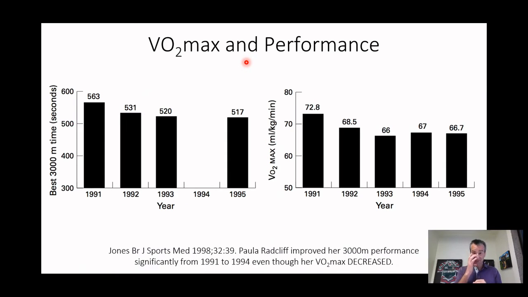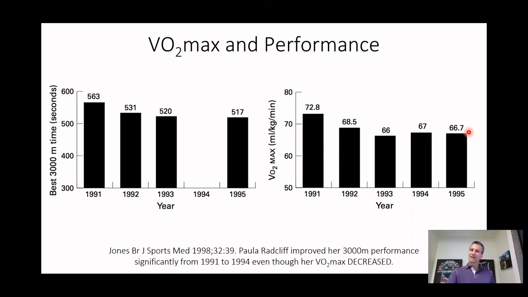In fact, if you look at this great study by Andy Jones, who got one of his friends when she was still an athlete, and this is Paula Radcliffe in this paper, basically what he did is he looked at her best 3,000 meter time between 1991 and 1995. She didn't compete in the 3,000 in 94. And then he also measured her VO2 max. And what you can see is that her time is improving. She's knocked a little bit more than 40 seconds, 45 seconds, off of her 3,000 meter time, and yet her VO2 max has declined.